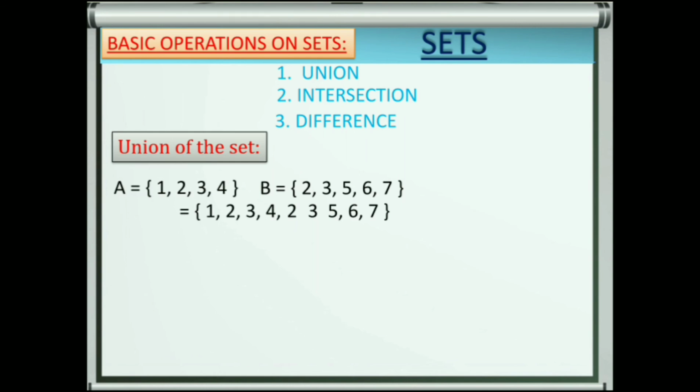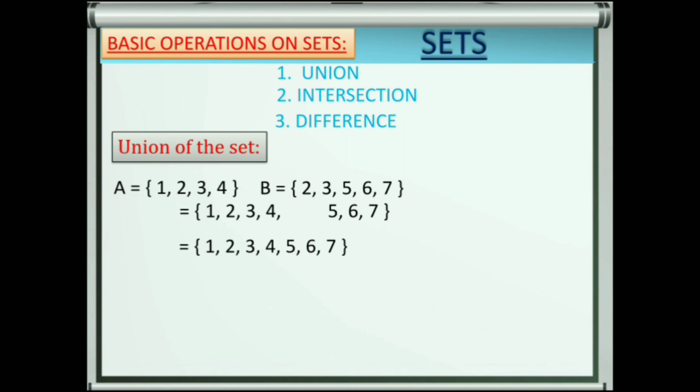But here the elements 2 and 3 are common in A and B. Means these are repeated. 2, 3 are repeated. But we have to take them once only. That's why we can remove 2, 3. These are taken once only. In this way, we can write the union of the sets like this.